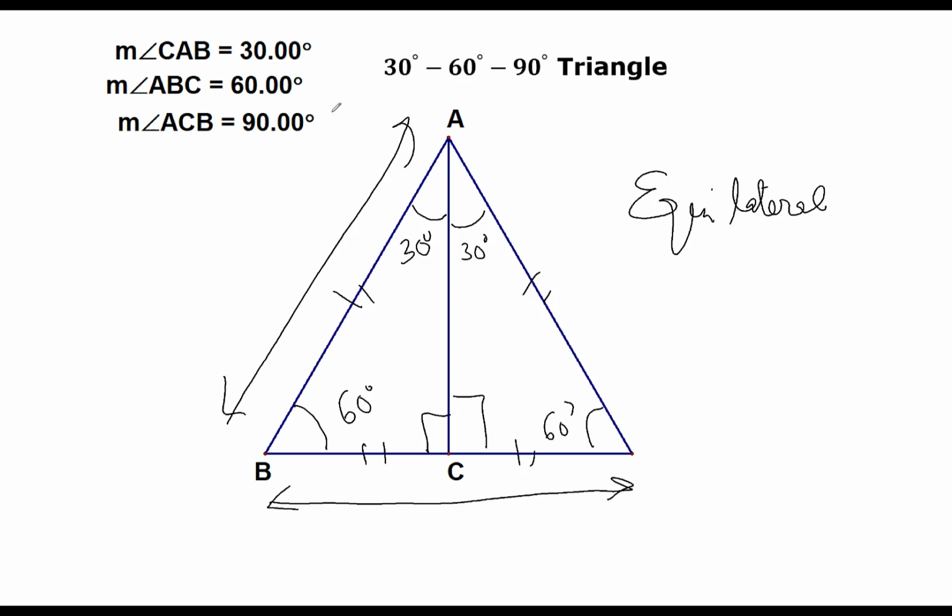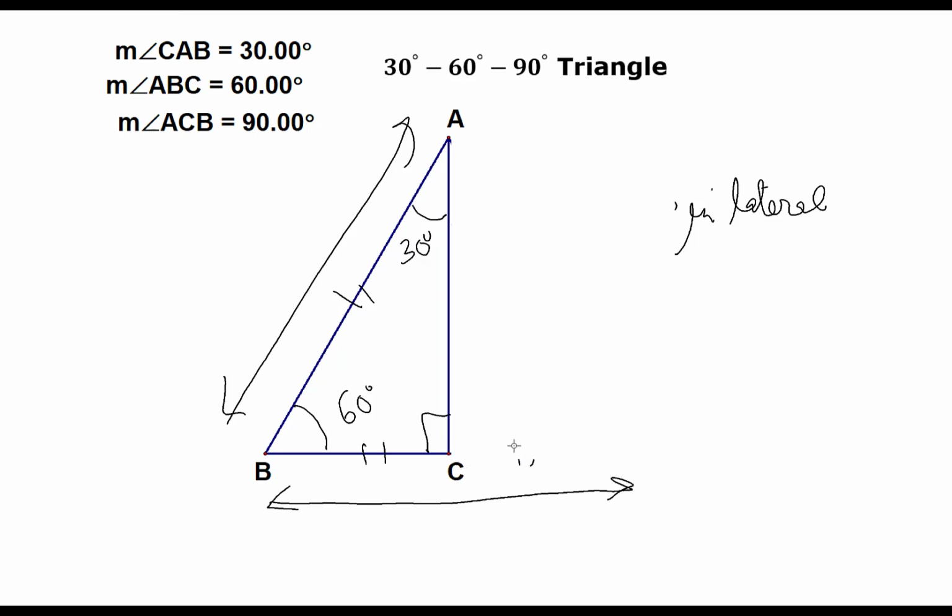So let's just remove this part. We are done with this for the sake of our discussion. What we notice is that this side here is going to be half of this side, or this side is going to be twice this side. So there are two ways we can do this.